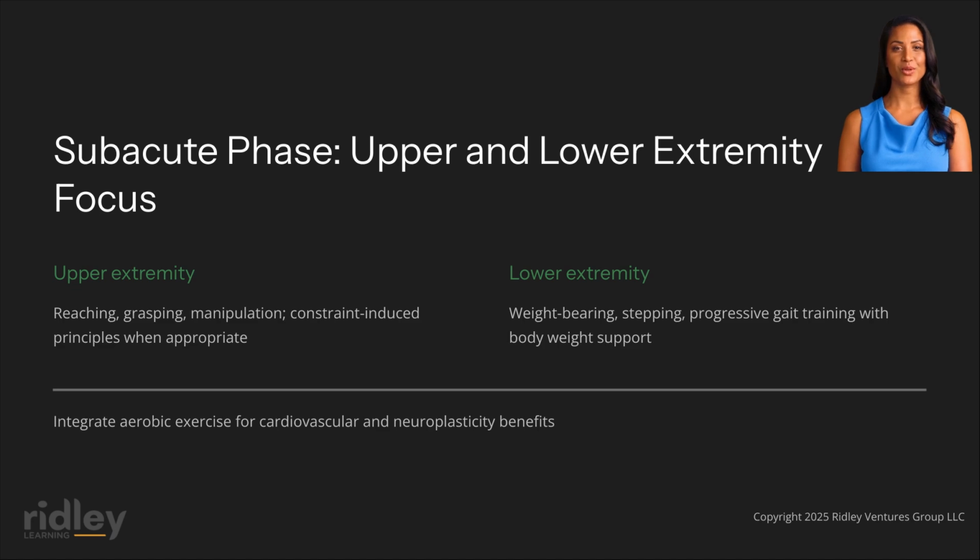Lower extremity and mobility training focuses on weight-bearing activities, stepping practice, and progressive gait training using body weight support systems when needed to enable safe practice at intensities sufficient to drive motor learning. The integration of aerobic exercise into subacute rehabilitation programs addresses both cardiovascular deconditioning and emerging evidence linking aerobic fitness to enhanced neuroplasticity and cognitive recovery.